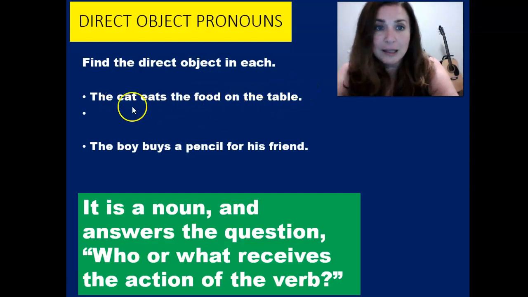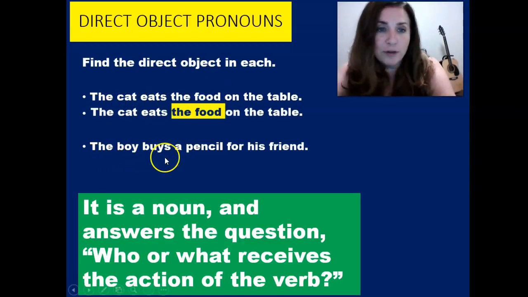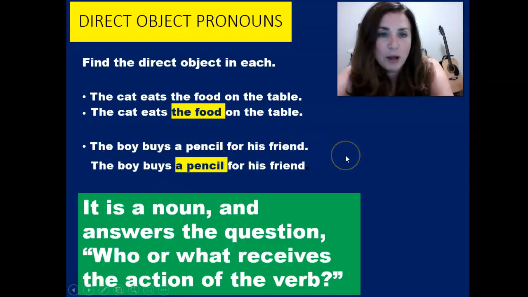What is the cat eating? The cat is eating food. The cat is not eating the table. So the cat eats the food. The boy buys a pencil for his friend. So the boy, that's the subject, buys is the verb, and then what is he buying? The pencil. We don't really care about the friend. The boy buys a pencil for his friend. So there we go. A direct object pronoun is a noun and answers the question, who or what receives the action of the verb.